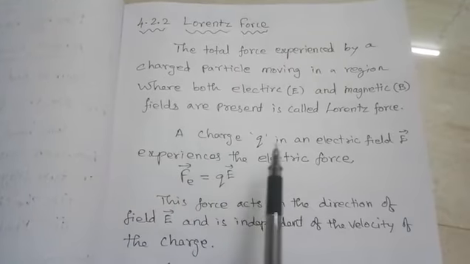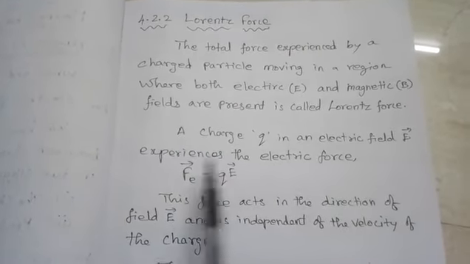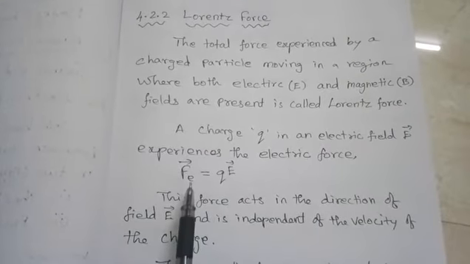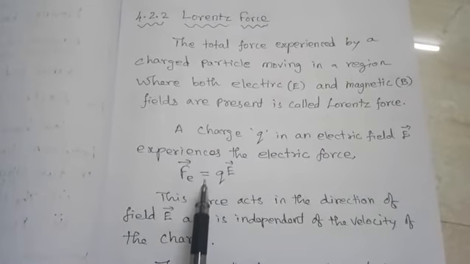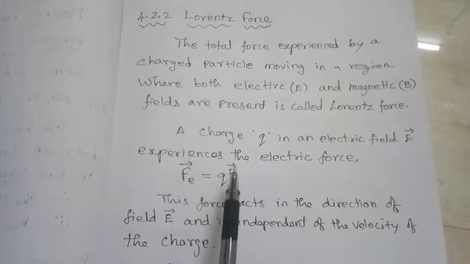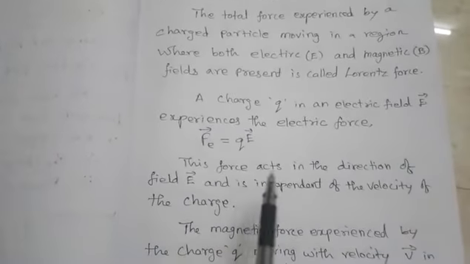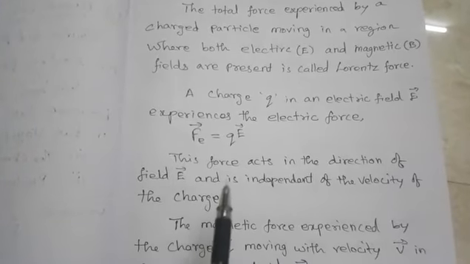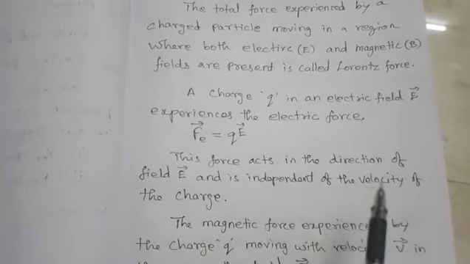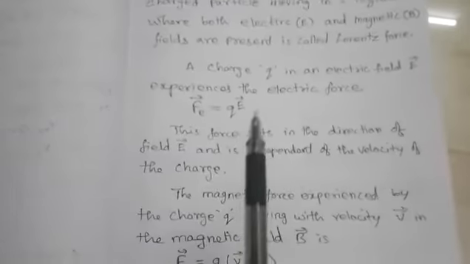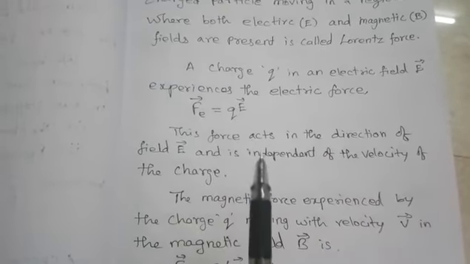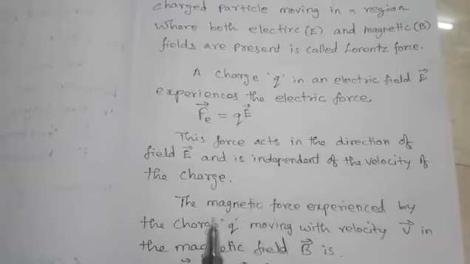A charge Q in an electric field E experiences the electric force, already you know that one, electric field force Fe is equal to Q into E vector. This force acts in the direction of field E vector and is independent of the velocity of the charge. In this equation there is no V, so it's independent of the velocity.